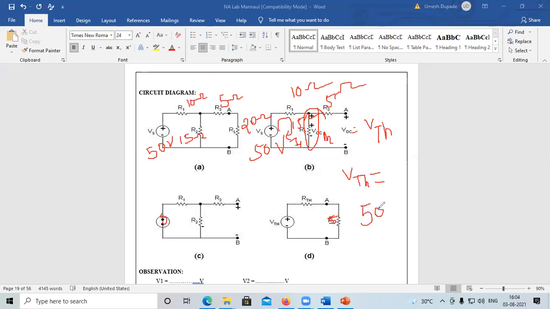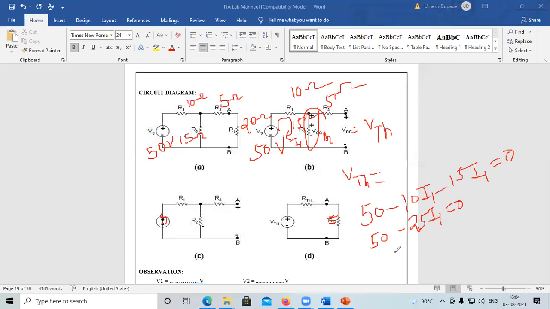It becomes plus 50 minus 10 into current I1 minus 10 into current I1 minus 15 into current I1 minus I2, but I2 is equal to 0, so it becomes 15 into current I1 equals 0. Okay, so that is 50 minus 10 minus 10 I1 minus 15 I1, so it becomes minus 25 I1, right? Minus 25 I1 equals 0.